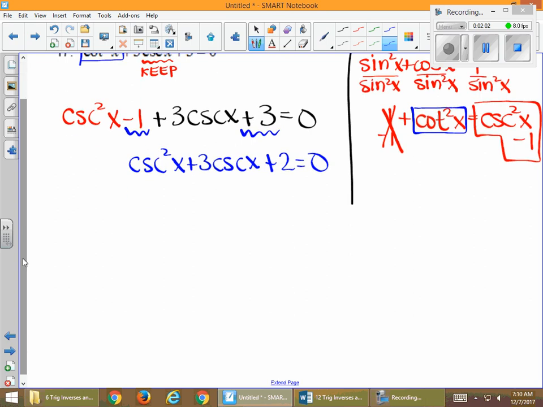If u's are helpful here, you would let u equal cosecant, so you'd have u squared plus 3u plus 2. Then you can just go to your shortcut from here. What are two numbers that multiply to 2 and add to 3? Well, they are 2 and 1.